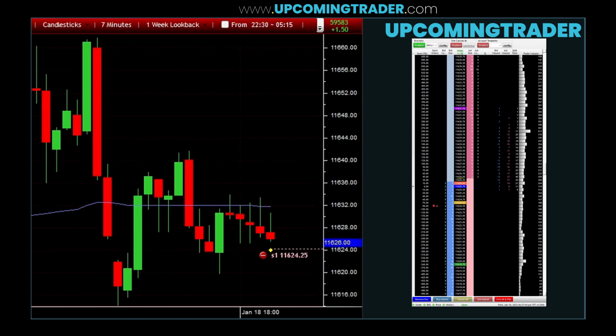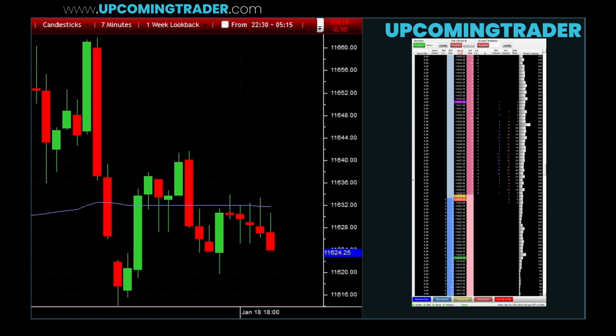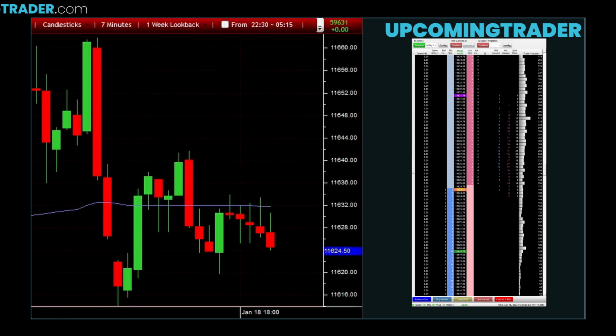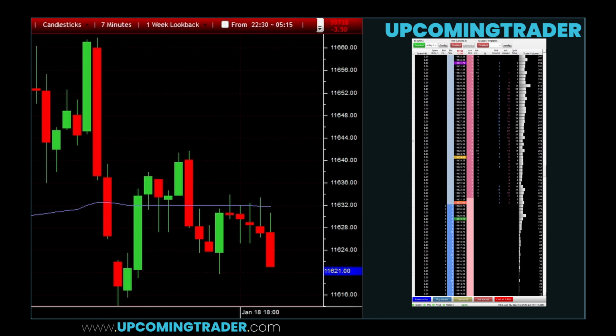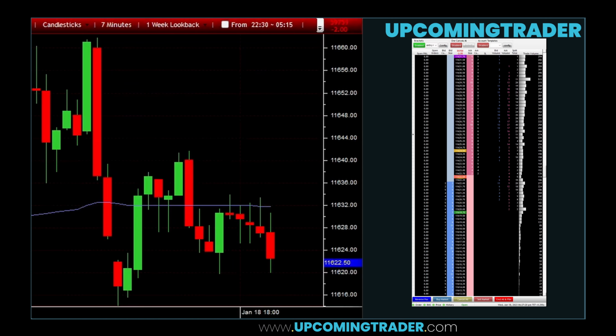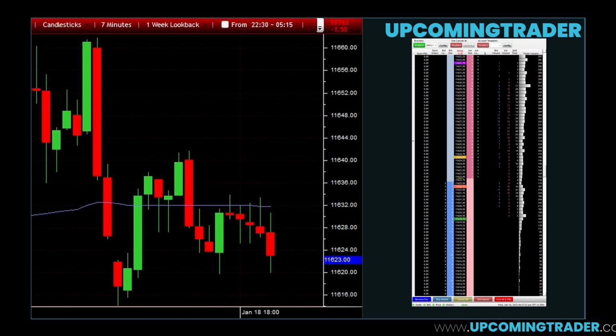On the other hand, we have low volume nodes. These are price levels where not much trading has taken place. Price tends to move really quickly through these areas because there is not a lot of resistance. Think of it like a road with no traffic. The price can move fast through these levels. This can give us good opportunities for breakout trades where the price makes a quick move without much resistance.